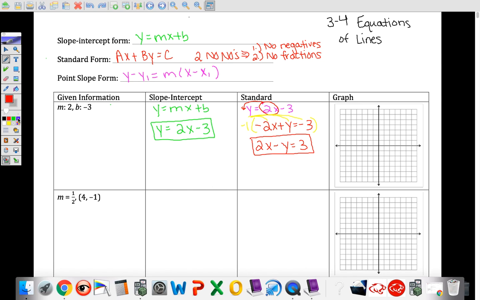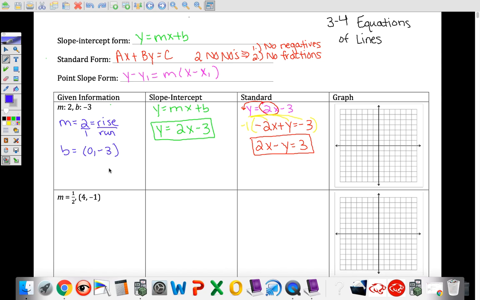Last thing that we have to do is graph this. My slope is 2, so that's my rise over run. Remember, whenever you have a whole number, just put it over 1 to make your rise over run. And my y-intercept is -3. I'm going to write that as an ordered pair, (0, -3).